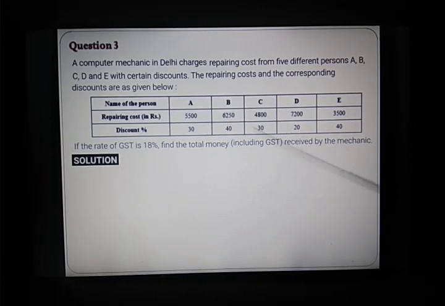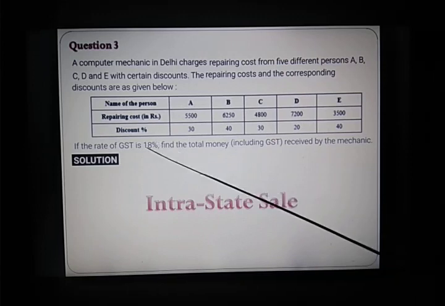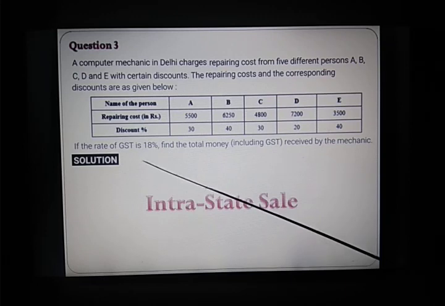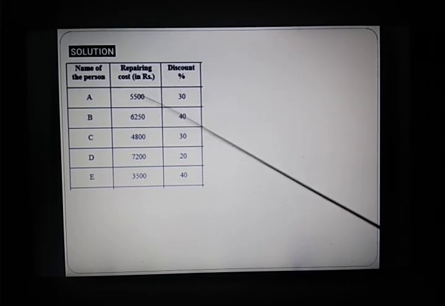Now before we look at the solution, we know that this is intrastate sale, right? So intrastate means within the same city. Now if this happens within the same city or within the same state, it will be charged with CGST and SGST, which will be exactly half of the GST, right? That means 9% will be given to CGST and 9% will be given to SGST. So this thing is given to us, right? So for A, repairing cost is this much and discount is this much. Similarly for B and C, all these things are given.